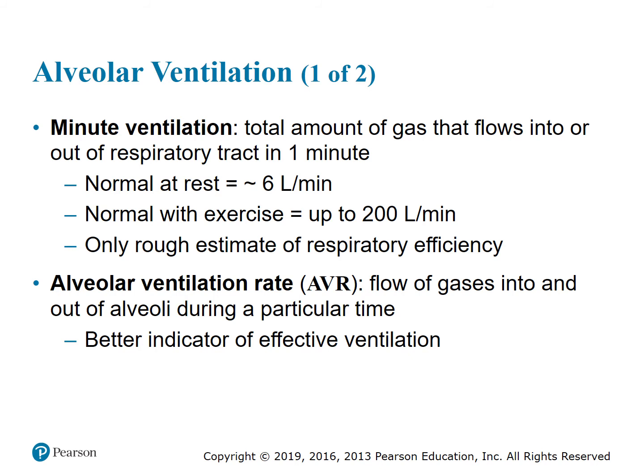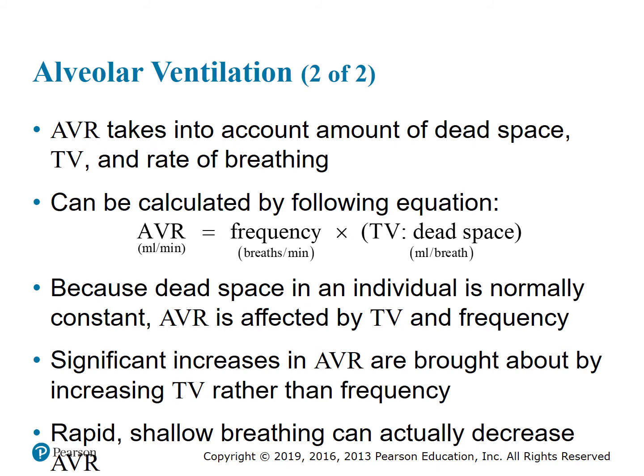Alveolar ventilation rate is the flow of gases into and out of the alveoli during a particular time, and it's a better indicator of effective ventilation. The alveolar ventilation rate takes into account the amount of dead space, the tidal volume, and the rate of breathing. It can be calculated by the following equation. The AVR, measured in mLs per minute, is equal to the frequency, which is breaths per minute, multiplied by the tidal volume minus the dead space. So that's mLs per breath.